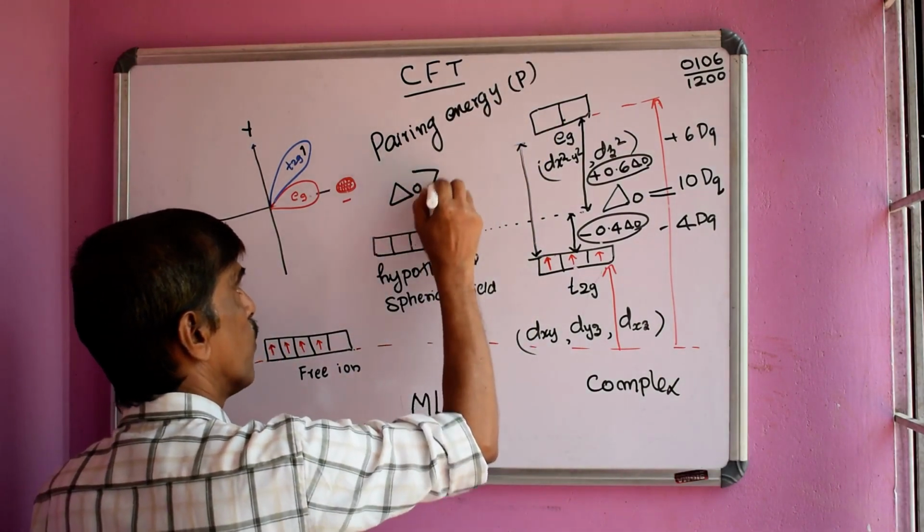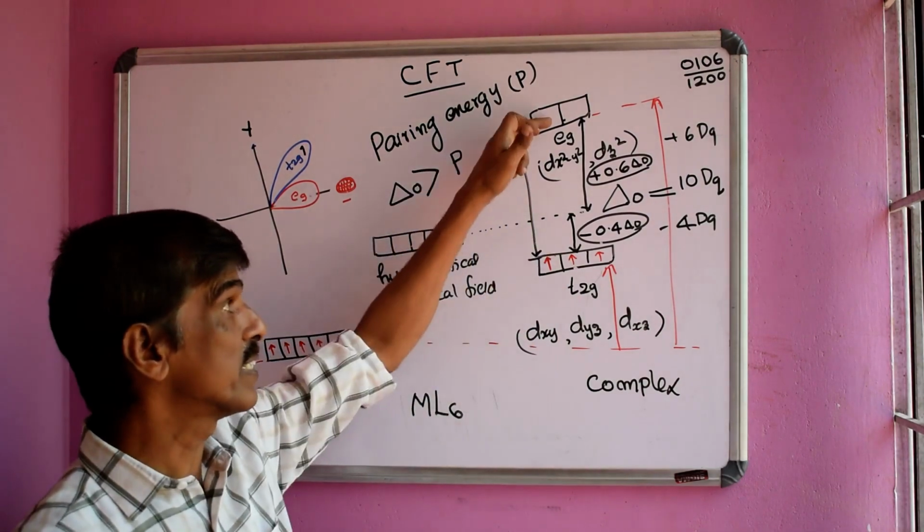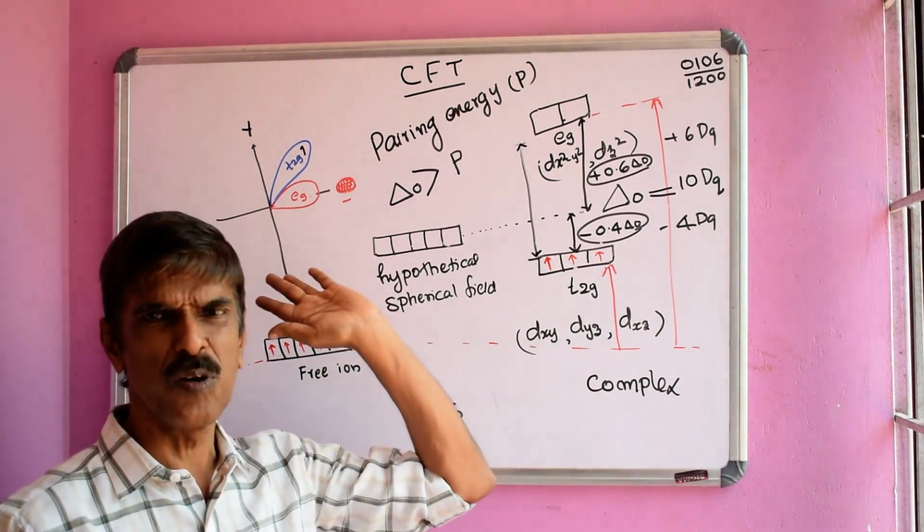If delta O is greater than the pairing energy, that means this energy is greater than the pairing energy. Of course it will pair, no problem.